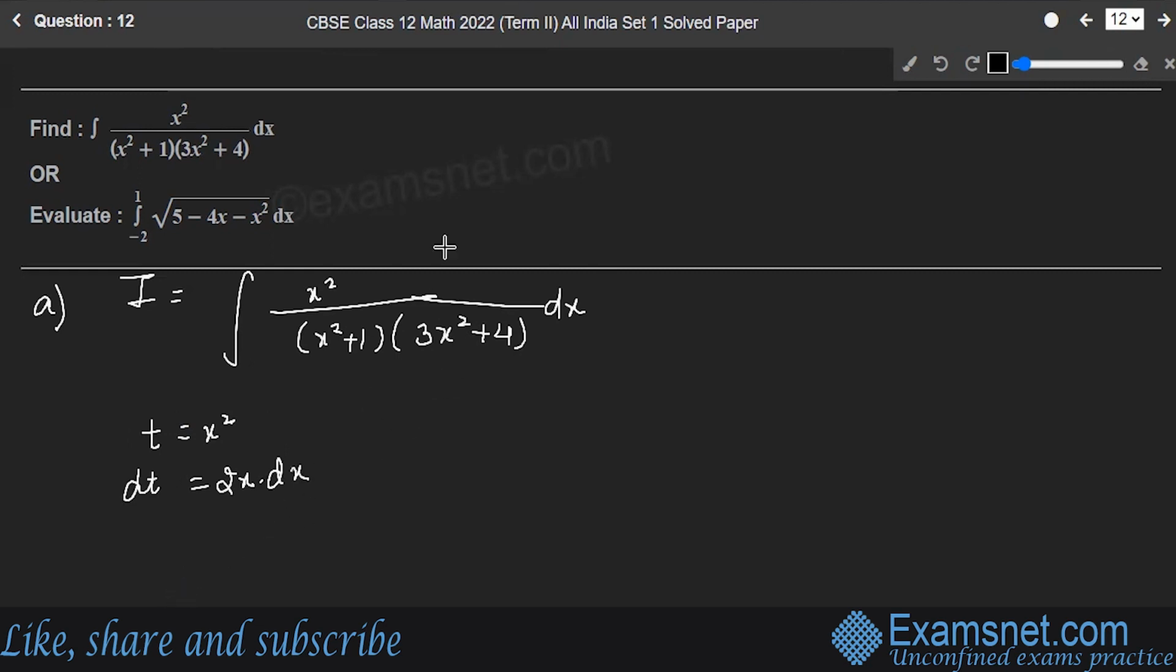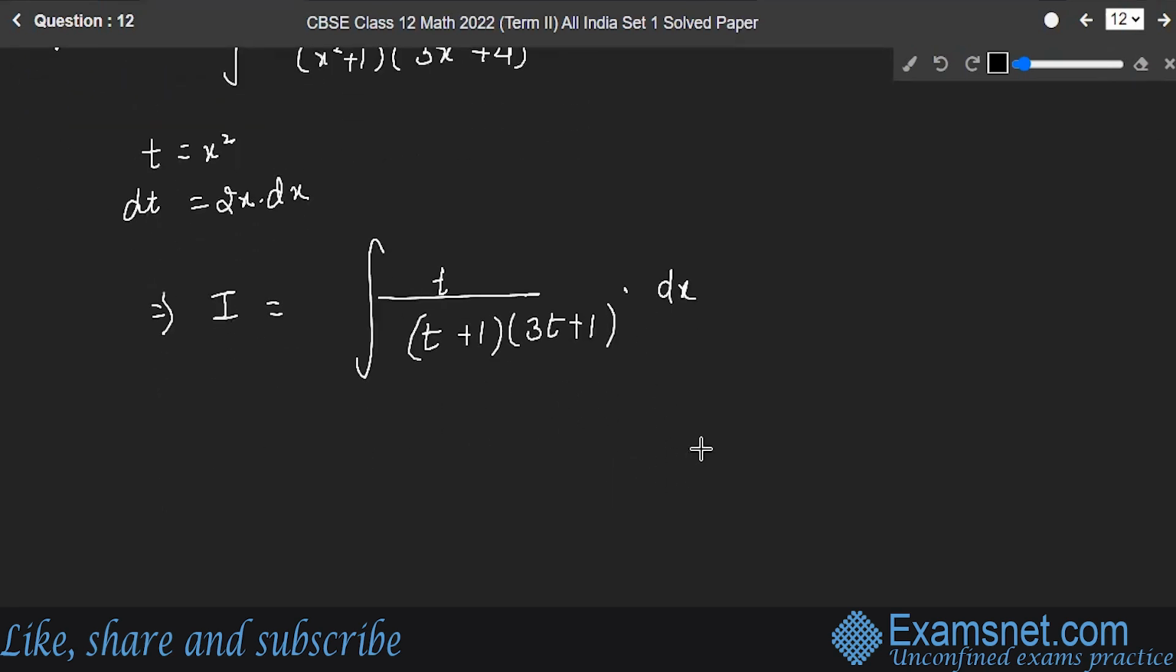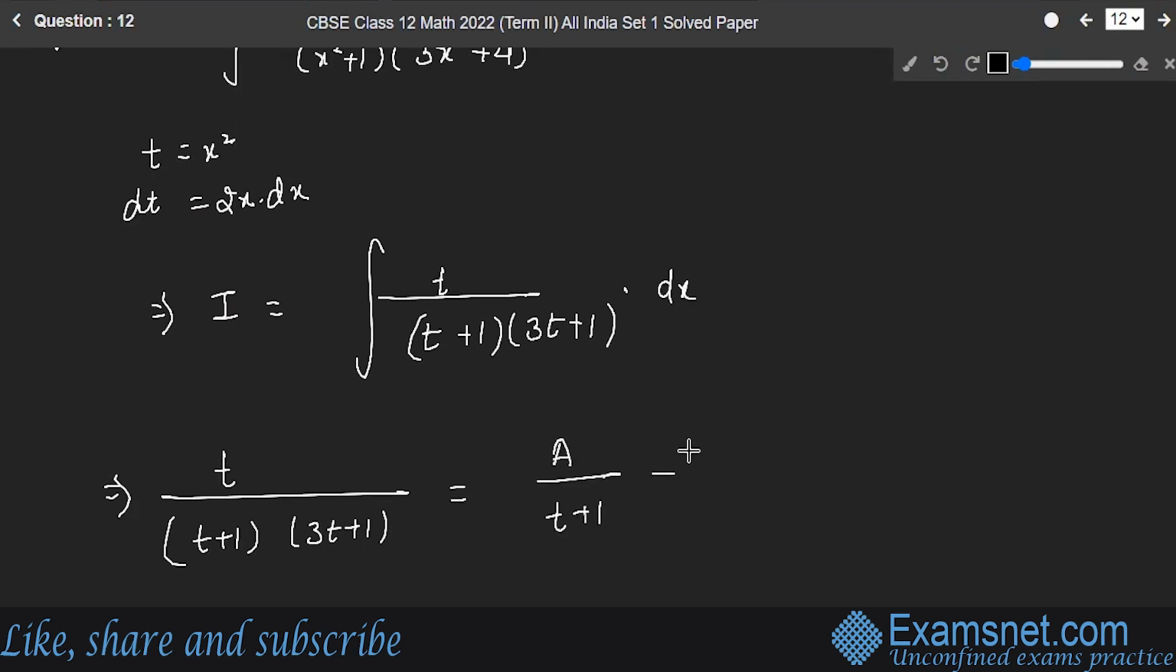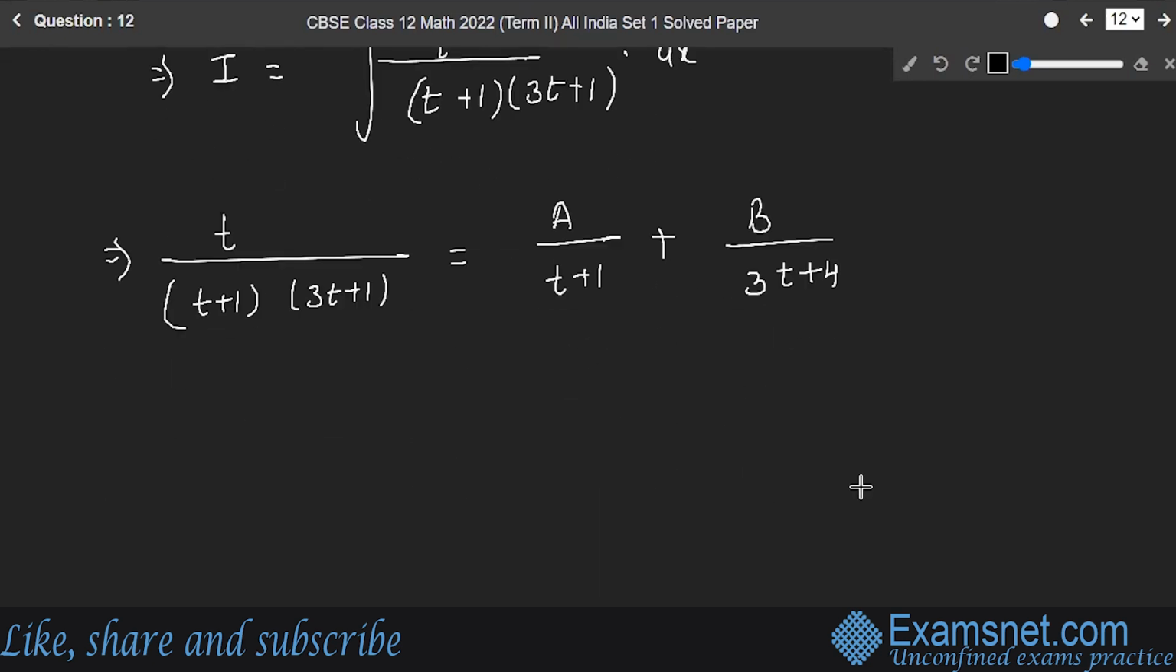Okay, so this integration will become integration of t upon t plus 1 into 3t plus 1. One thing I will do, I will keep the dx as dx only. Okay, I will not touch it. So next, now I'll be using this t upon t plus 1 into 3t plus 1. This can be written as A upon t plus 1, partial fractions, plus B upon 3t plus 4.